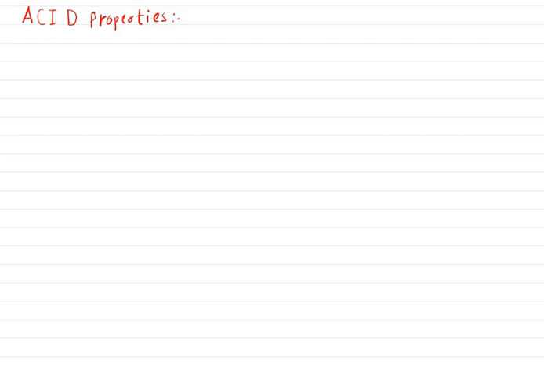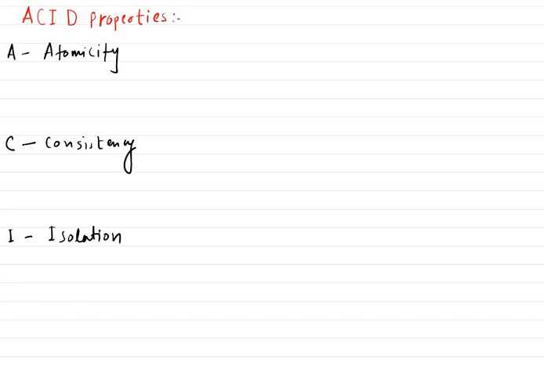So the first one is A for atomicity, then C for consistency, I for isolation, and D for durability. Now what is called atomicity? Either all operations of the transaction are reflected properly in the database or none. It is also called all or none.